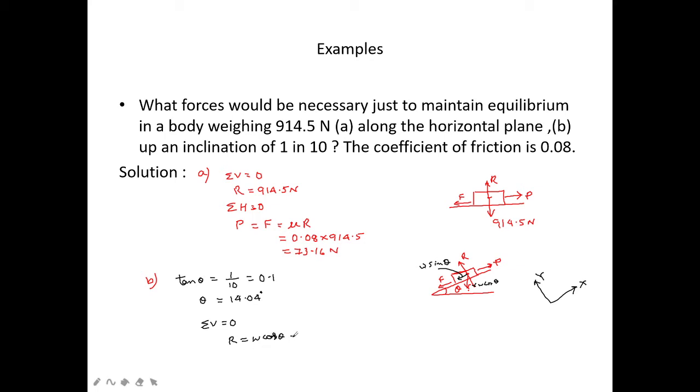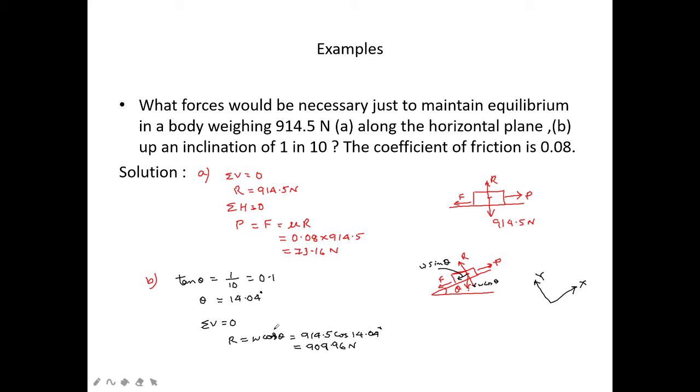W cos theta. Now W is 914.5 cos 14.04 degree, and the value of R will be then 909.96 Newton.